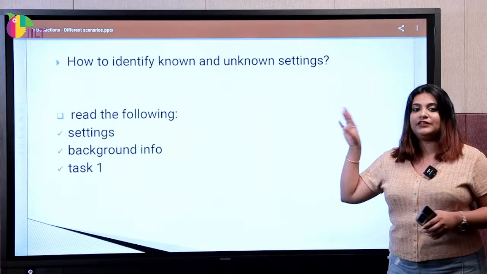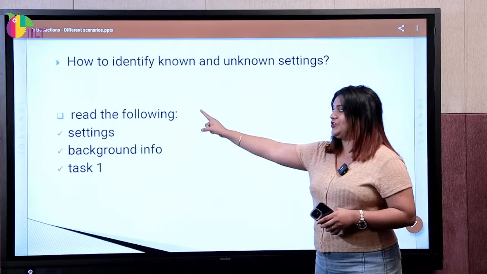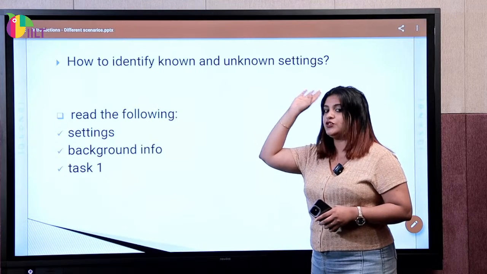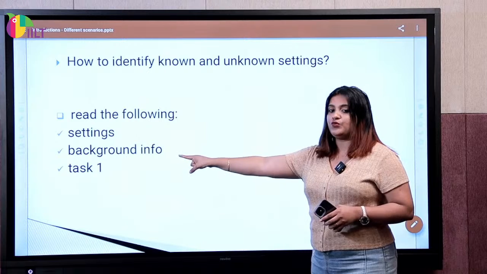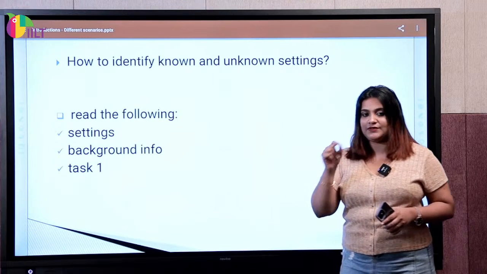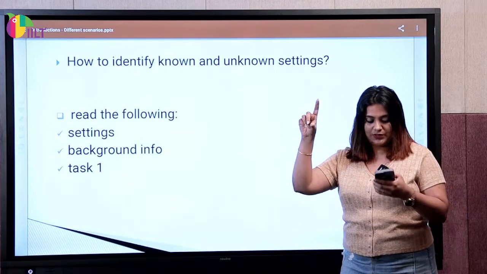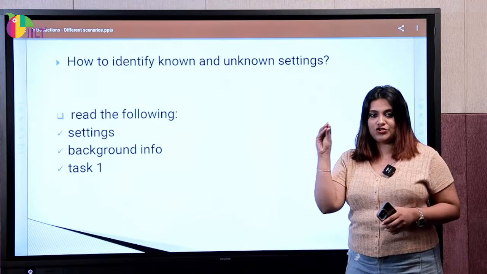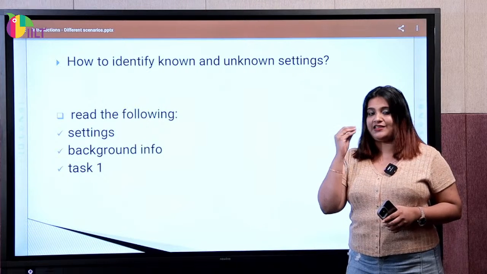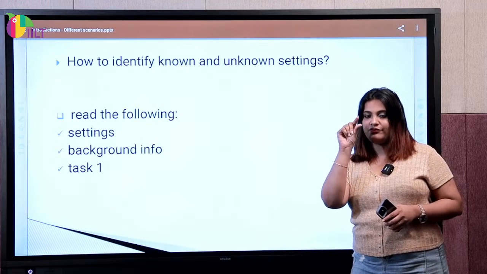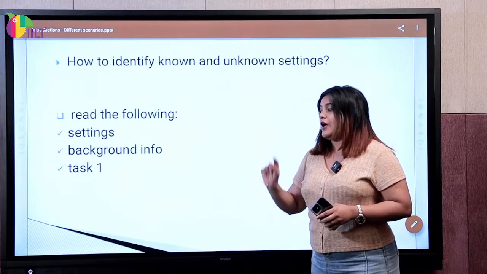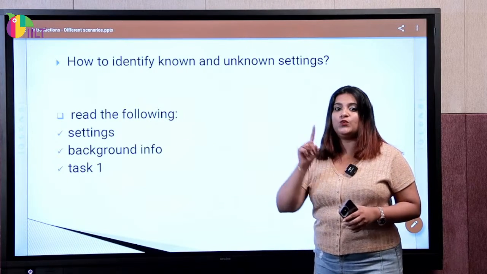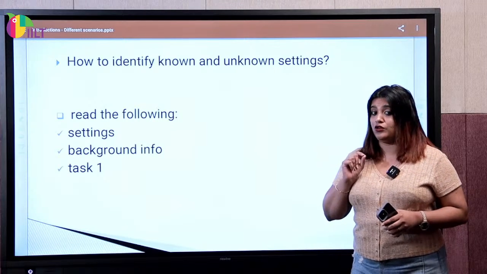In order to identify the known and unknown setting, the first thing you have to do is read the following. The first thing is the setting. You have to read the setting which is given on the top left corner. Then you have to read the background information. You might have seen it is written nurse and then a brief explanation about what is being explained, to whom you are talking, what is the condition of the patient or what is anticipated. All these points are explained in brief there. So that is the background information, and you also have to have a look at task number 1. After reading these three things, you will get to know whether it is an unknown or a known case.